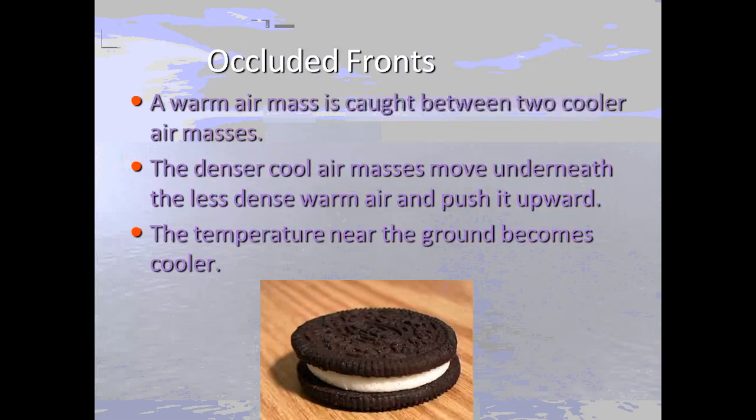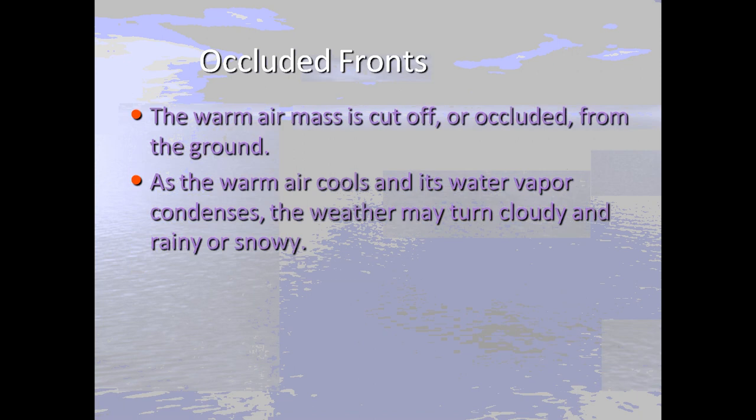So in an occluded front, a warm air mass is caught between two cooler air masses. Thus, the picture of the Oreo below, an example of it being sandwiched. You get it. So the denser cool air masses move underneath the less dense warm air and push it upward. The temperature near the ground then becomes cooler. Now, the warm air mass is cut off or occluded from the ground. It's hoisted up, so to speak, so it doesn't even touch the ground at all.